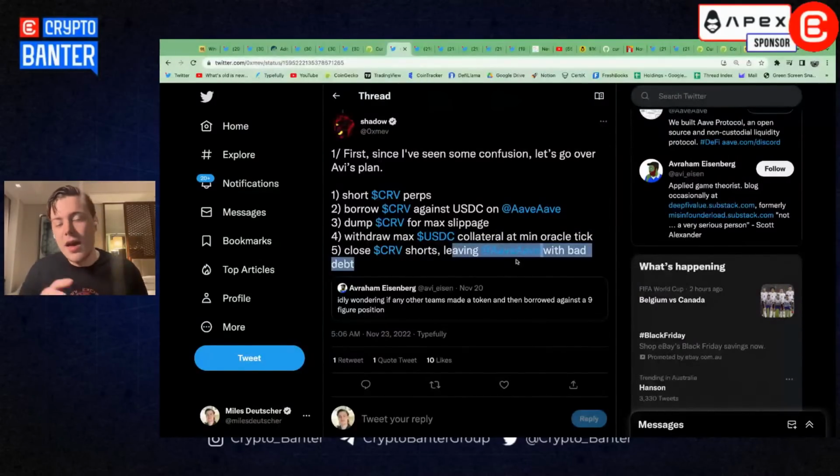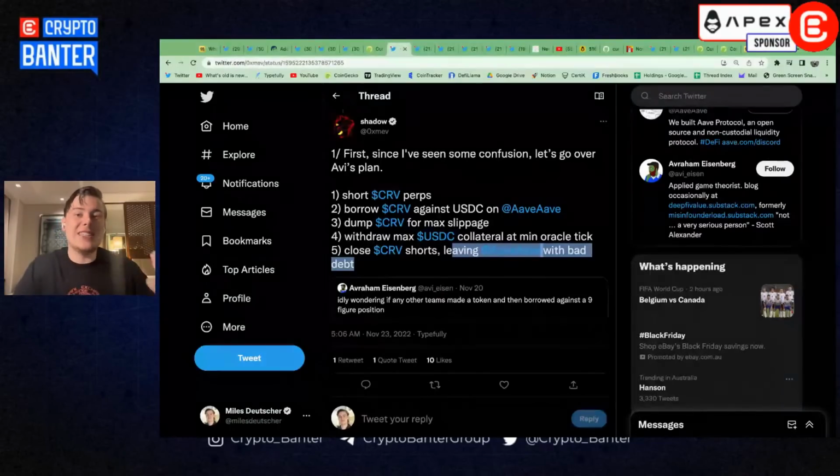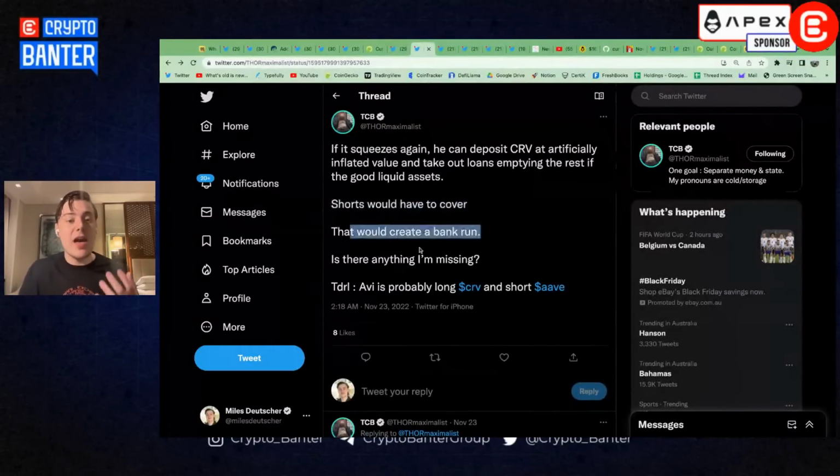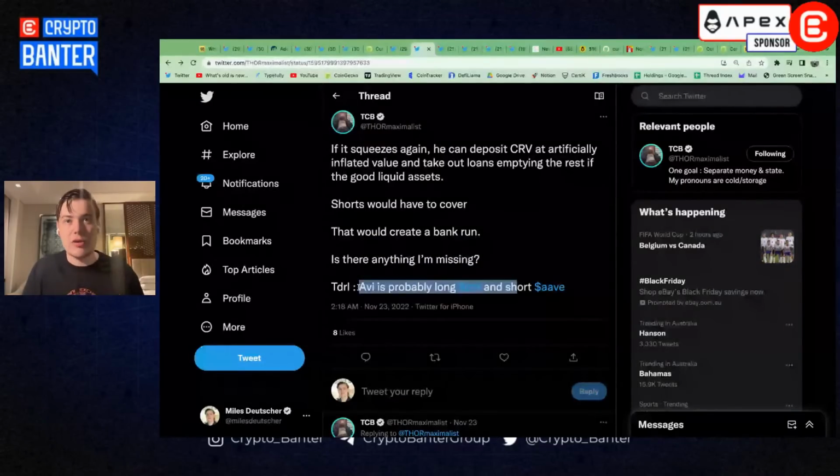And there's no way to tell exactly how he was hedged on different exchanges, but that is essentially the best guess we currently have. And TCB says that shorts would have to cover. That would create a bank run. Is there anything I'm missing? Arve's probably long Curve and short Aave because he was trying to create bad debt on Aave.